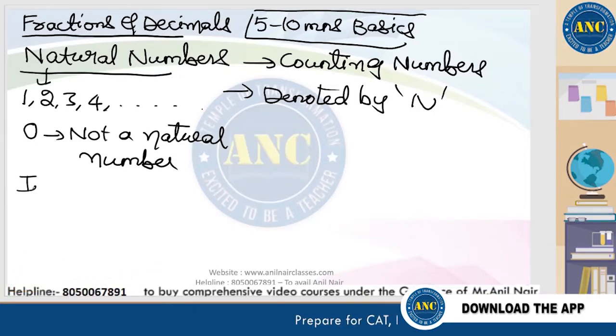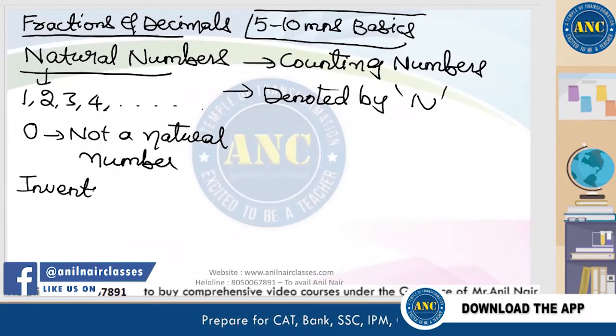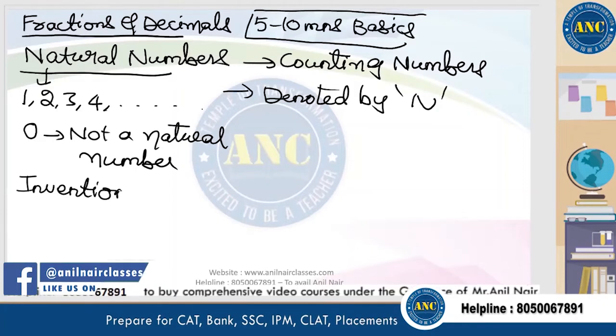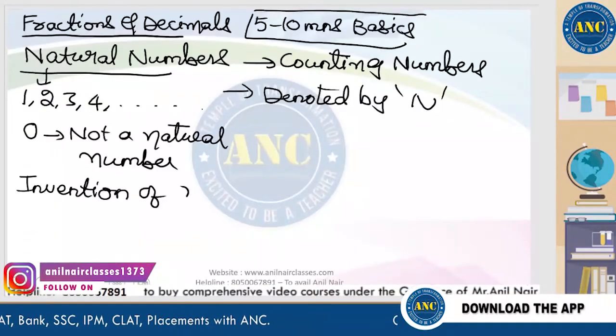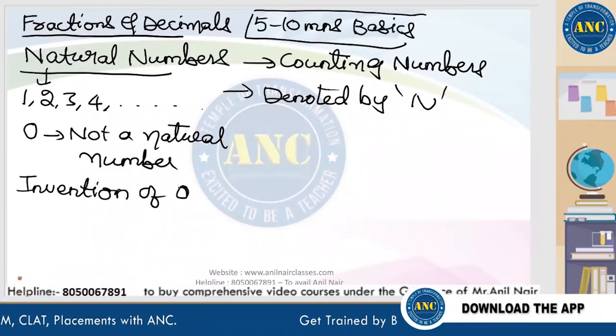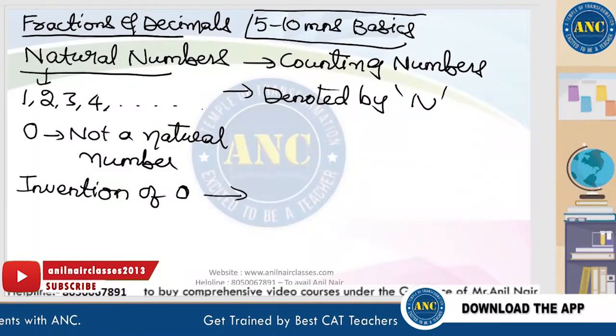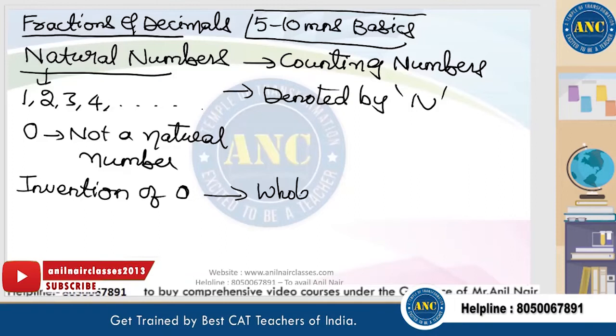After that, the invention of 0 resulted in new numbers. Those numbers are called whole numbers.